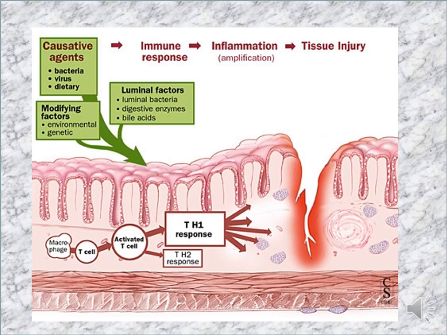The etiological factors are causative agents like bacteria, virus, and diet, and modifying factors like environmental and genetic factors that lead to luminal factors like luminal bacteria, digestive enzymes, and bile acids, which lead to an immune reaction, and the immune response leads to inflammation and tissue injury, as we can see in this figure.